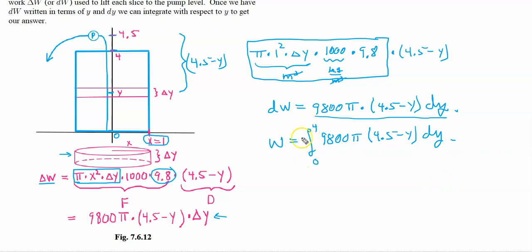Remember, the integral is just like summing up all of these little delta W's. Integrating this, that's going to be 9,800 pi times, remember that's just a constant, the antiderivative of this, which is negative (4.5 minus y) squared over 2. Then you just plug in 4 and 0 for the y, subtract those two numbers, and you will get your answer. And we have our answer down here.